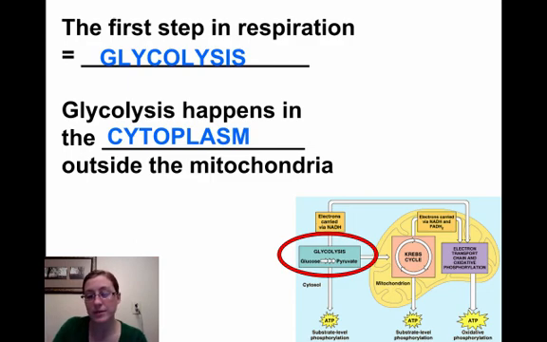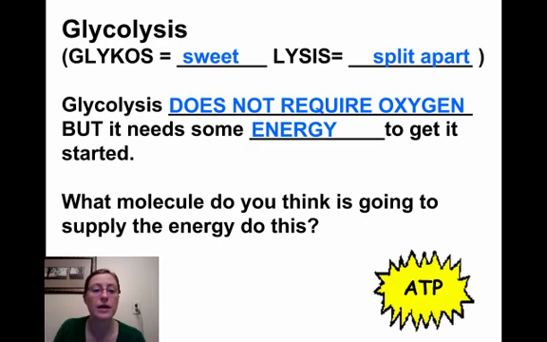Down here in the bottom is a little graphic. This shows you our overall picture of what's going to happen in aerobic respiration. Okay. If we literally break down the word glycolysis, lysis meaning to break down or split apart, glyco is referring to sweet. So what are we doing? We are breaking down glucose. As I said before, glycolysis does not require oxygen, but it needs some energy.